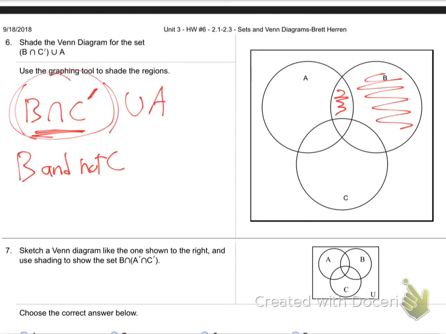Now let's do circle A. Let's do a different color for A. Well, green or whatever. Sorry if you don't have colors. I'm going to do circle A. I'm just going to do all of circle A. That's all of circle A, right? All 4 of those regions are in circle A. Good so far? Now, what am I supposed to do between the red and the green?